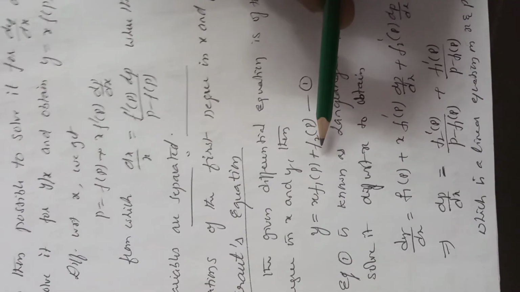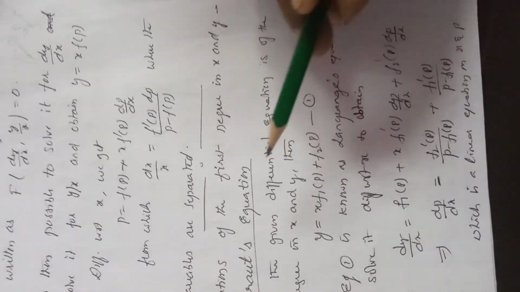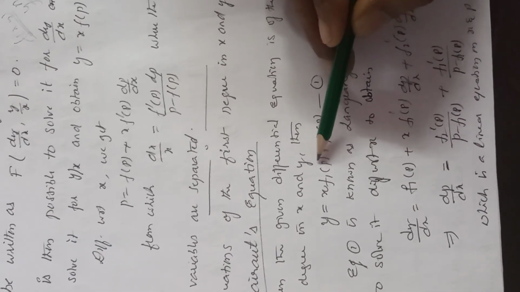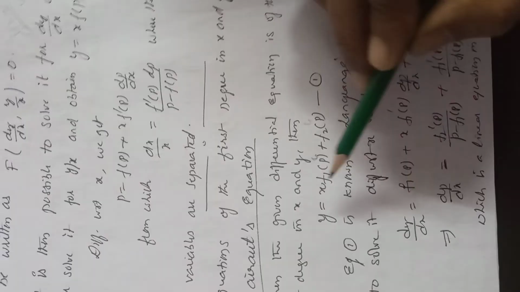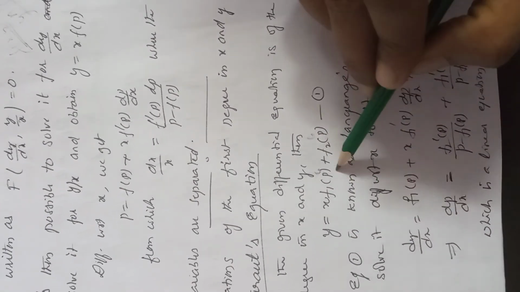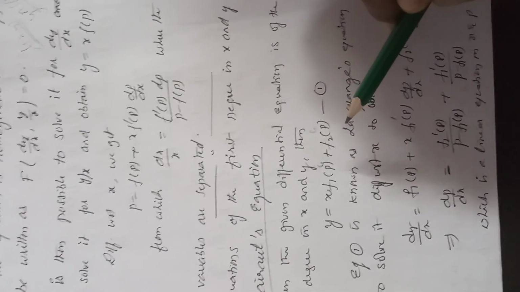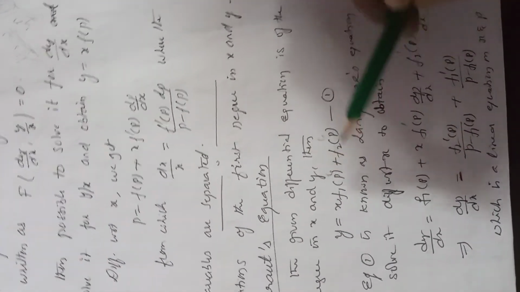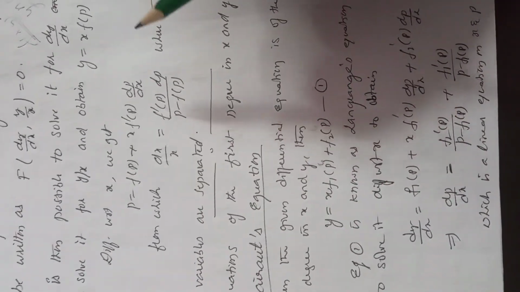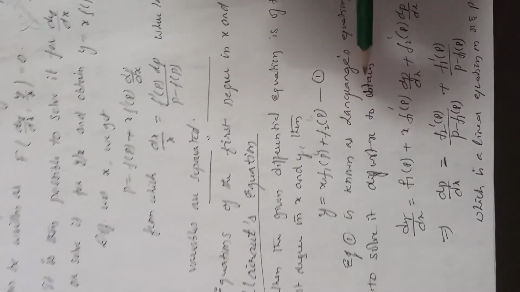If the given differential equation is in this form, then the solution is simply to replace p by some arbitrary constant c, that's it. If the given differential equation is of this form, then the solution is always y equal to x into f1 of c plus f2 of c, that means p is replaced by some arbitrary constant c. Now if you want, you can find the procedure.